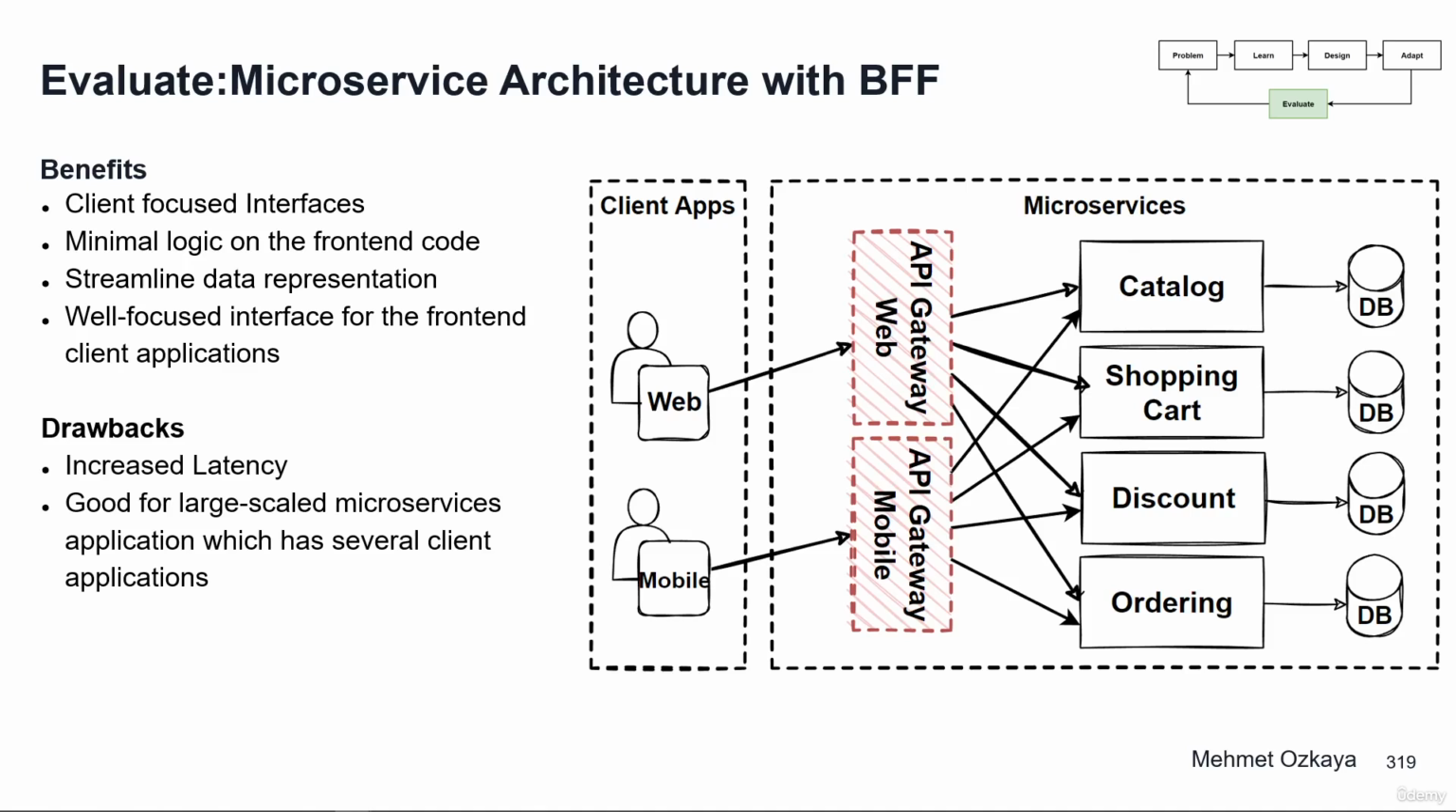Basically, the main drawback is increased latency. Since you put an additional layer into your network architecture, it comes with increased latency, and it is good for large-scale microservice applications which have several client applications. As you can see, we have designed and evaluated our e-commerce application using the microservices and backend for front-end pattern.